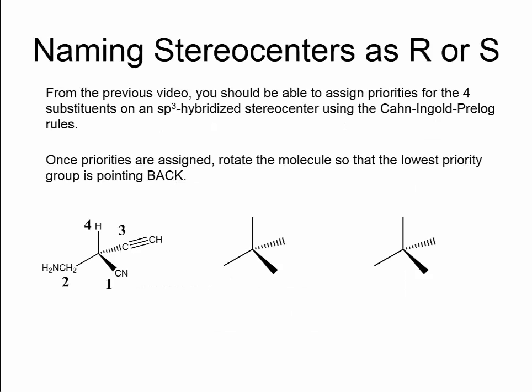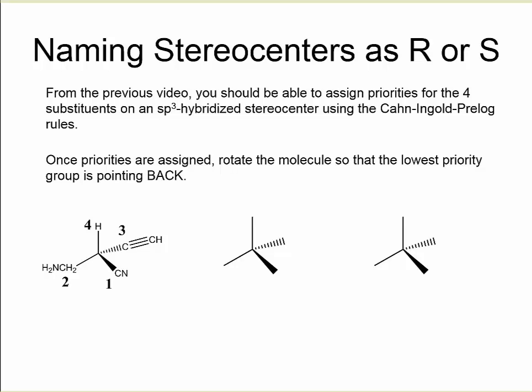From the previous video, you should already be able to assign priorities to a stereocenter. So in the example given here, you should already know that the cyano group is the highest priority, the amine is second, the alkyne is third, and the hydrogen is fourth. Now once you have those priorities assigned, it's important to rotate the molecule so that the number 4 substituent is pointing away from you or back into the page.